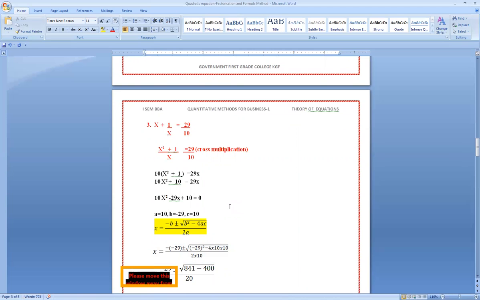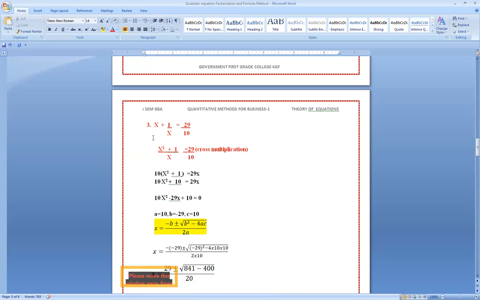They are given in the form of a fraction, x plus 1 by x, this is the reciprocal value given. This is equals to 29 divided by 10. Now here the variable is x only, another one is 1 by x, it is in the form of a fraction. We can't add x plus 1 by x together, so we need to go for taking the LCM.